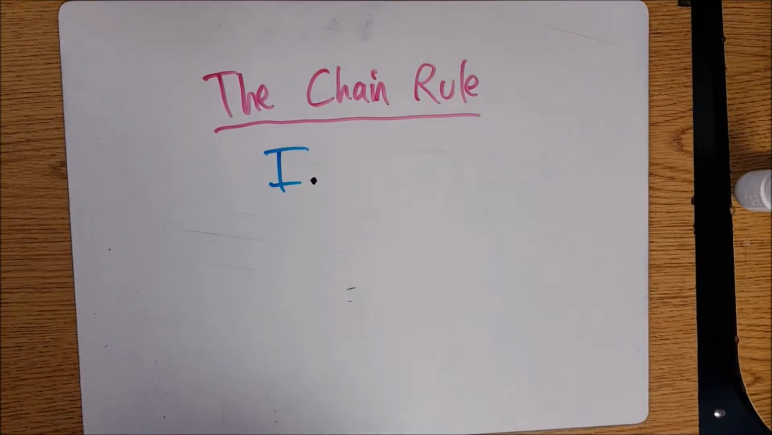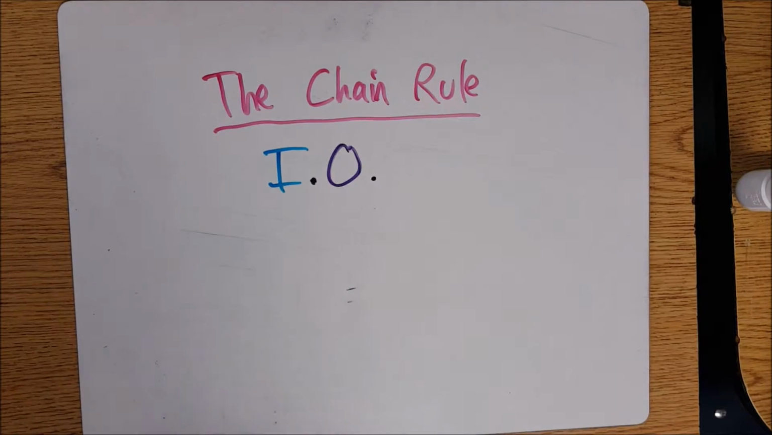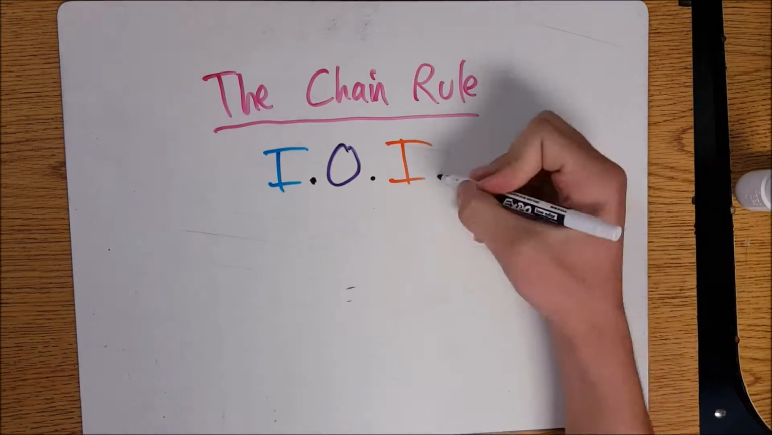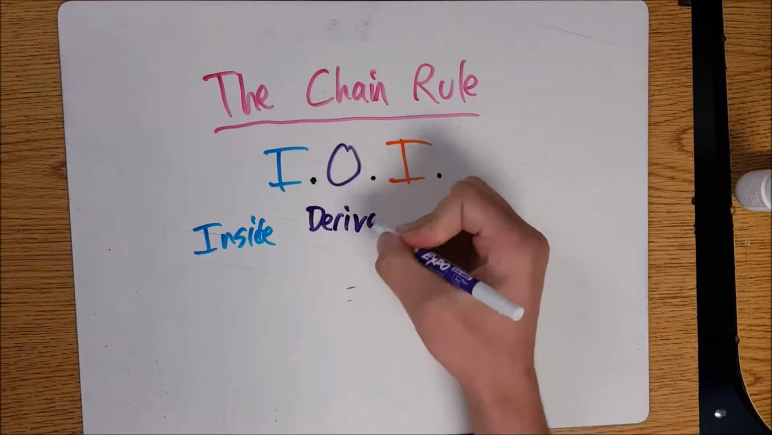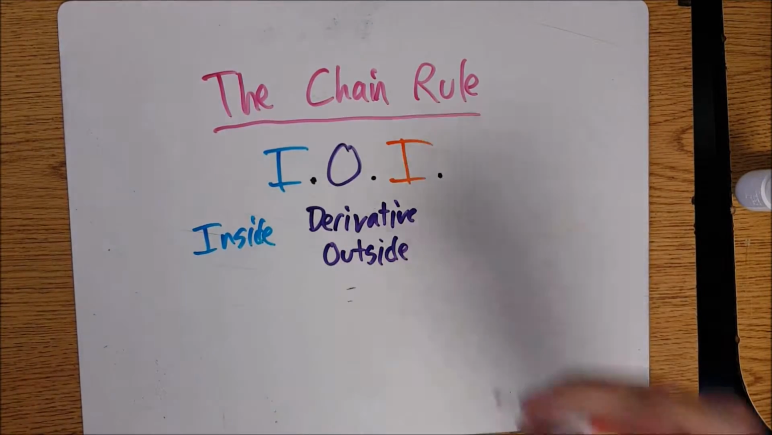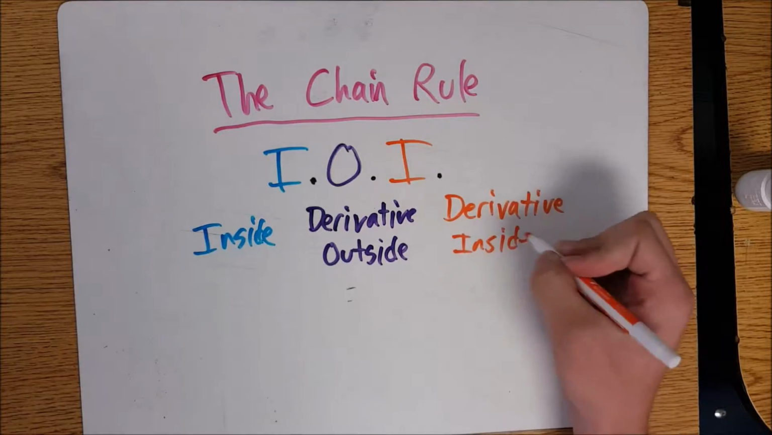The chain rule is used to find the derivative when there is a function inside of a function. It is done by writing the inside function with the derivative of the outside function. This is then multiplied by the derivative of the inside. An easy way to remember this is inside, outside, inside, or IOI.